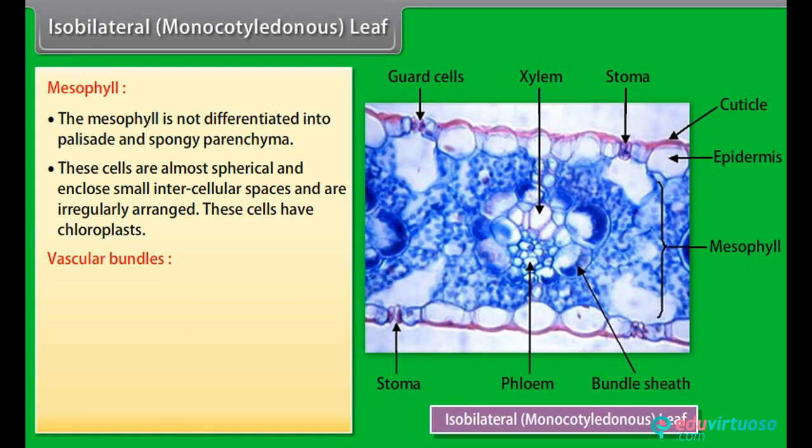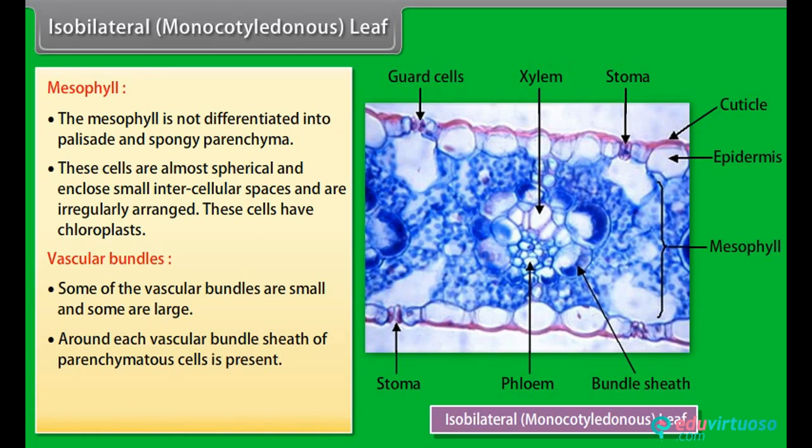Vascular bundles. Some of the vascular bundles are small and some are large. Around each vascular bundle, a sheath of parenchymatous cells is present. Vascular bundles are conjoint, collateral, and closed.